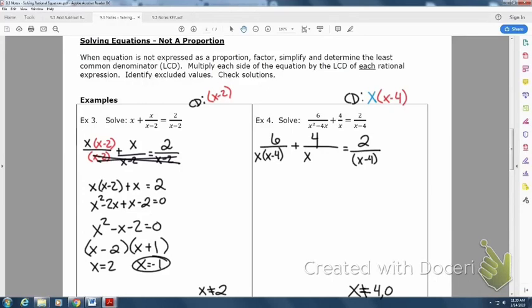This first fraction right here, is that missing any part of the common denominator? No. The second fraction, what is that missing? X minus 4. What is the last fraction missing? X. So I want you to set up an equation with the numerators, see if you can figure out what x equals.